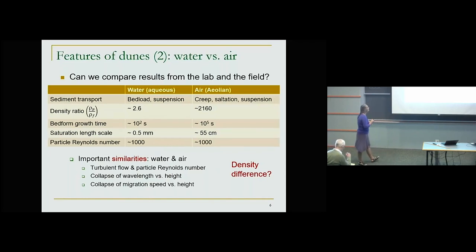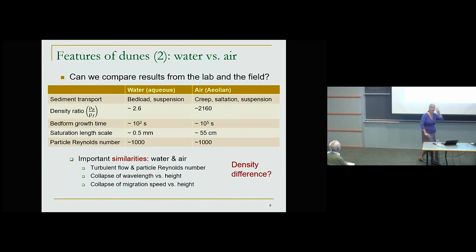You have different sediment transport processes. The density ratio is a factor 3 different. And the time scales and the length scales are very different between bedforms in water and bedforms in air. But importantly, the particle Reynolds number, if you do the calculations, is almost identical. So my statement is that my experiments in the lab, in water, we can extrapolate to things that we observe in the field as well, because of this similarity. And there are some other similarities as well, but the density difference is not the breaking factor, is my statement.